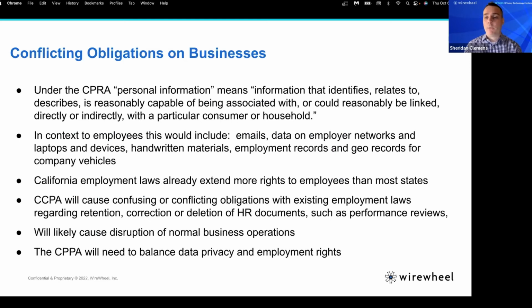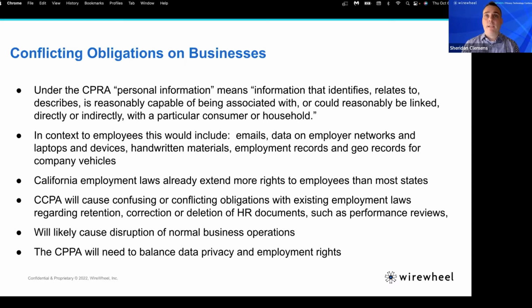So really, we don't know where CPRA is going to fall, in terms of whether it will supersede the California employment laws, or if California employment laws will take precedence, right? In the context of employees, there are going to be a lot of challenges around emails and any sort of paper documents that we have, which can be really challenging to provide back from a DSAR perspective and to vet in a reasonable manner, right? It takes a lot of manpower to go through that kind of stuff, and it can be really, really challenging.